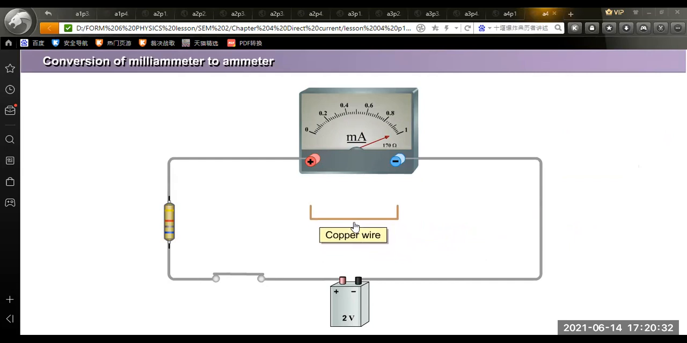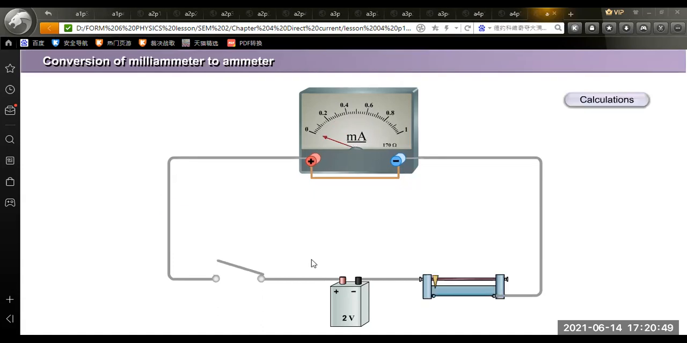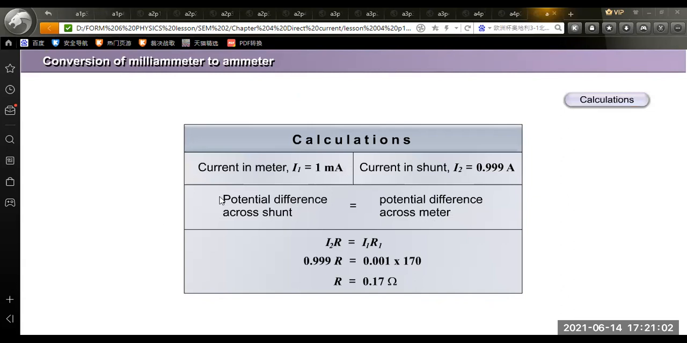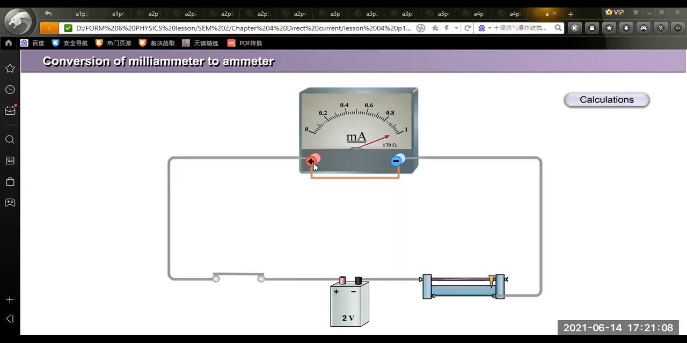Okay, resistance, copper wire, I connect it from point A to point B. That means that now the copper wire is also with the resistor. How to determine? First, connect it. We try to adjust the reading of the rheostat. Calculation, current in the meter I1 is 1 milliampere. The current that passes through is 1 milliampere only, maximum.